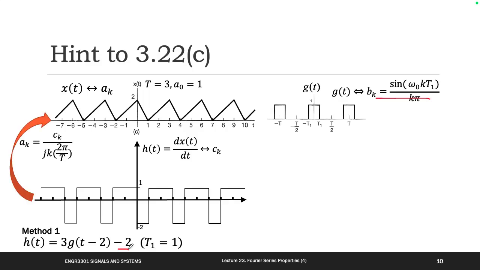Yeah. And then you use the integration property to get the original FS coefficient. That makes sense to you? Okay. And actually, for this question, we have another method.